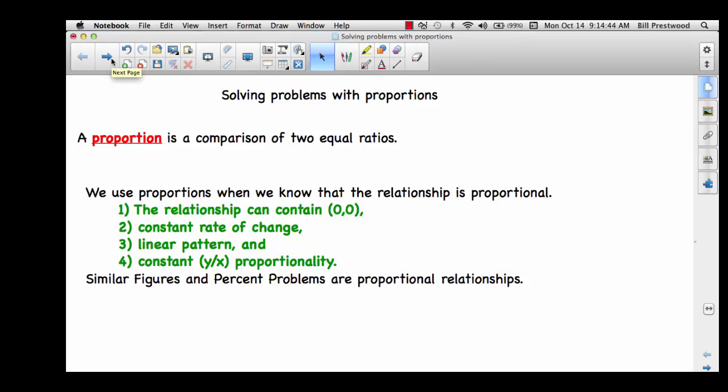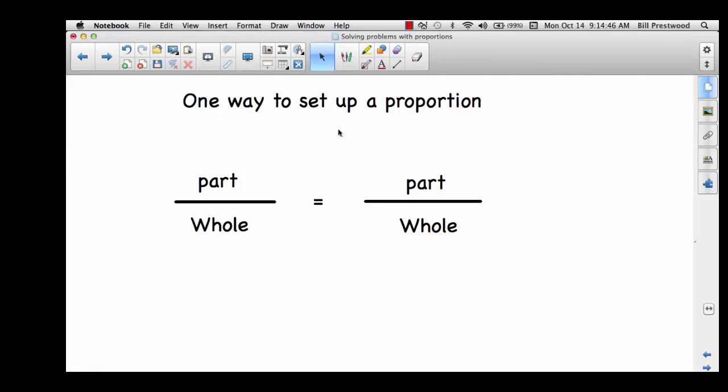So how do you set them up? One way to set up a proportion is comparing parts to a whole. We take part of a whole of one object, comparing it to the part and the whole of another object.